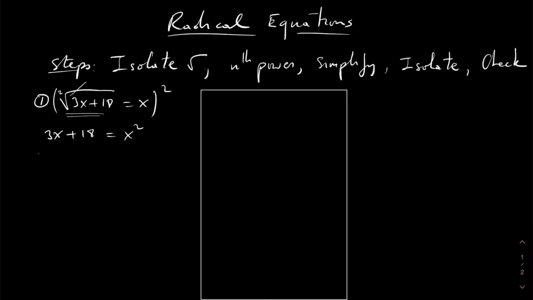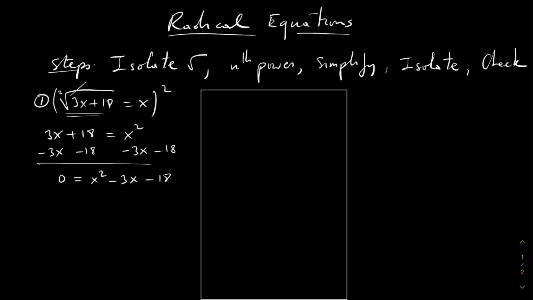Next, we just simplify it a little bit, so we can move to isolating our variable, which means to solve our equation. I'm going to go ahead and subtract 3x on both sides, and also subtract 18 on both sides. So what I'm going to have is 0 equals x squared minus 3x minus 18.